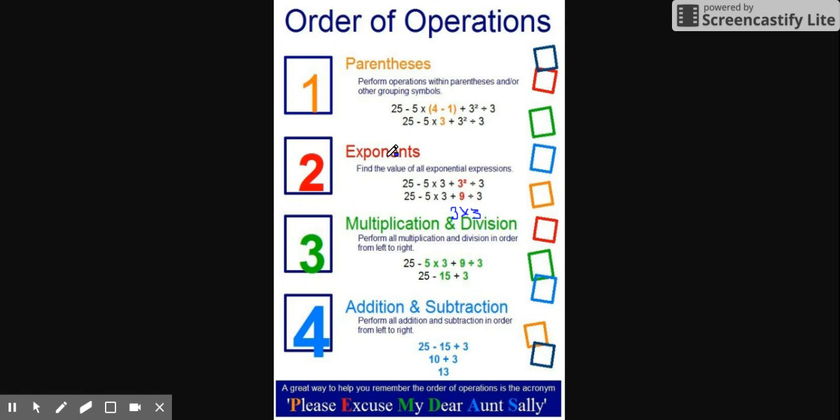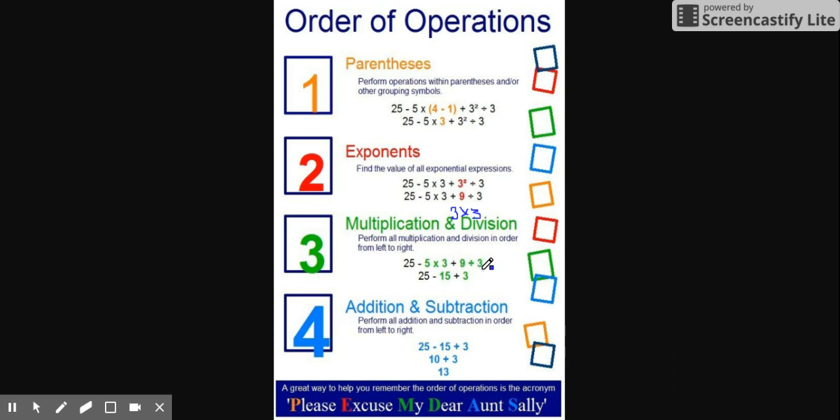The next step after exponents is multiplication and division. It doesn't matter which one you do first, whether it's multiplication or division. What matters is you have to perform it from left to right. You just start from the left and move to the right. So in my problem, I'm going to look for any multiplication and division. I see 5 times 3, which is highlighted in green, and 9 divided by 3.